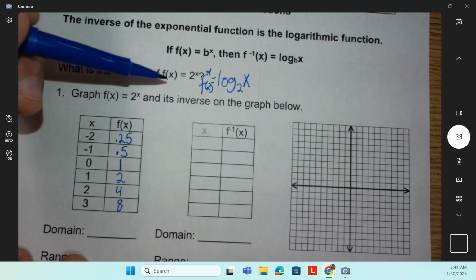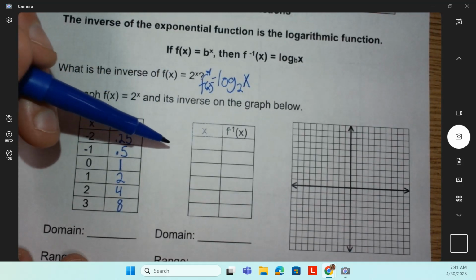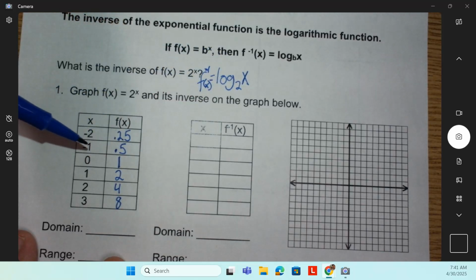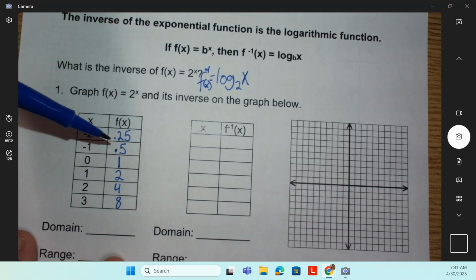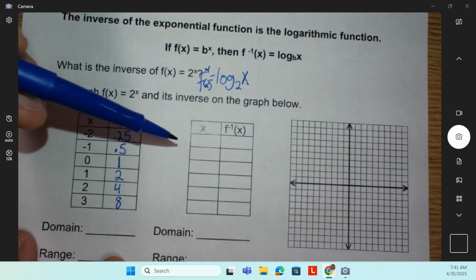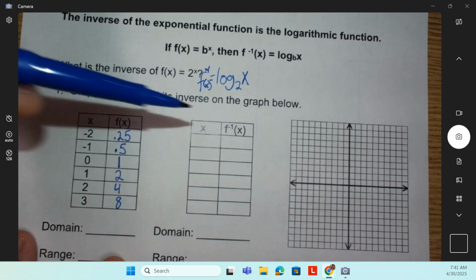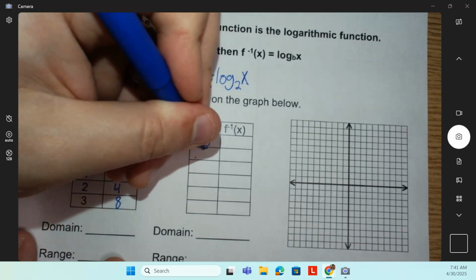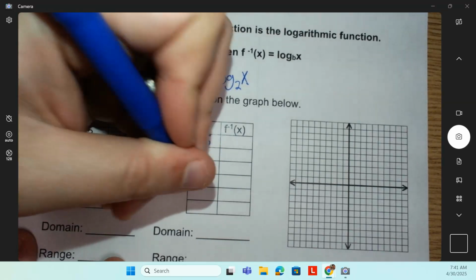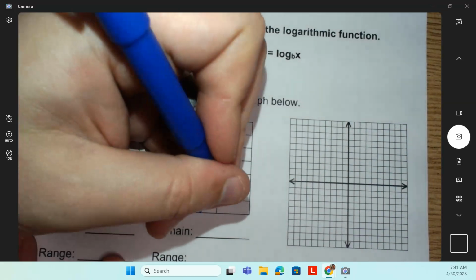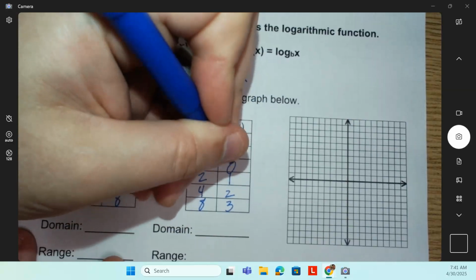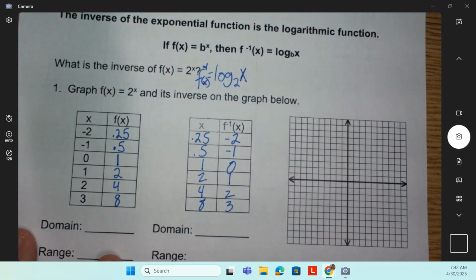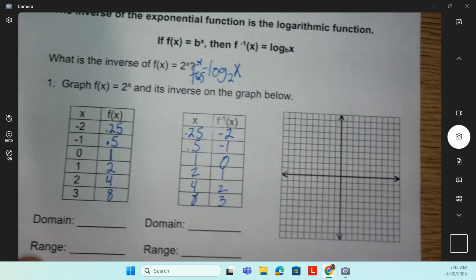Now, the nice thing about knowing that these are inverses is that when I'm looking to graph them, instead of having to find points for the log, I can just flip this around and make my f of x values, or my y values, my x values, and my x values, my y values. 0.25, 0.5, 1, 2, 4, 8. Okay, so now we've got both of those written down in a way that we can graph them.